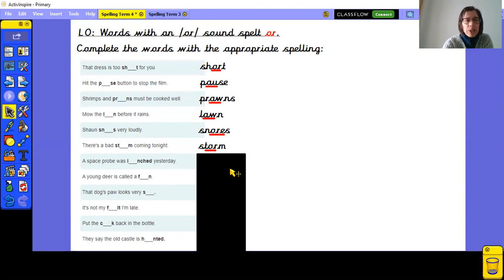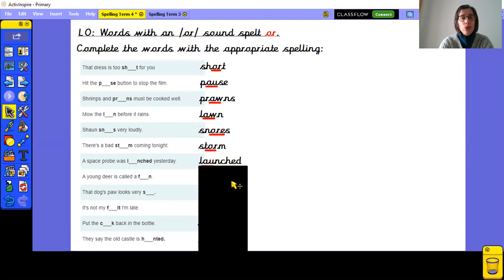Okay, now we're going to space. A space probe was launched yesterday. Launch. Okay, think. Will I see it? L-A-W, L-A-U, L-O-R, L-O-R-E. Think. I'm going to give you like 3 seconds and 3, 2, 1. Launching with a U. Brilliant.